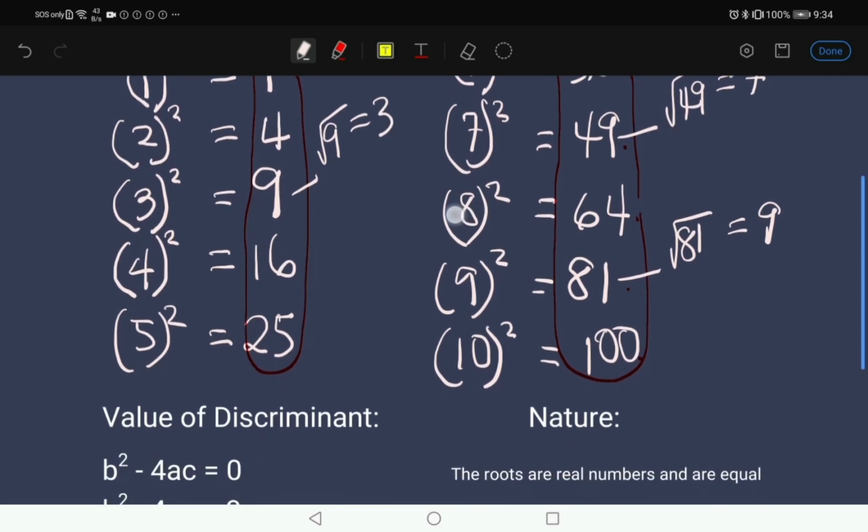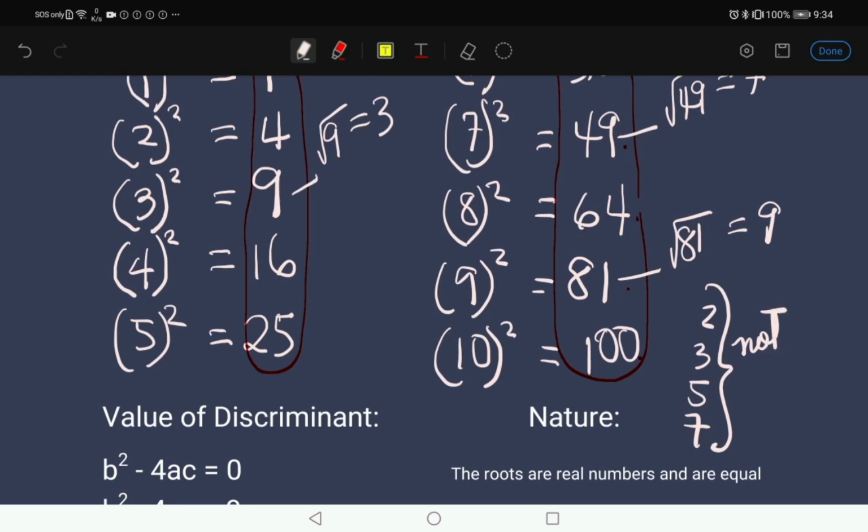So, katong not perfect square, like for example, kanang 2, 3, 5, 7. So, muna siya example sa not perfect square. Kanang dili ma square root, not perfect square.